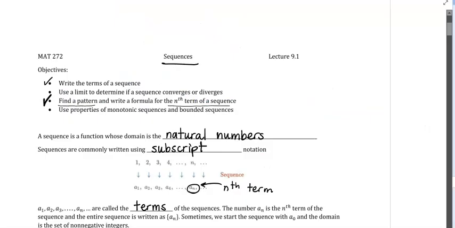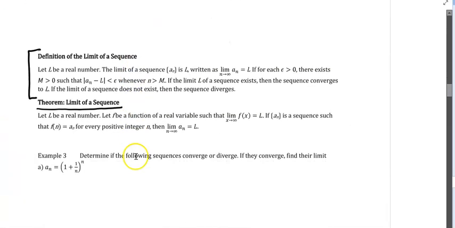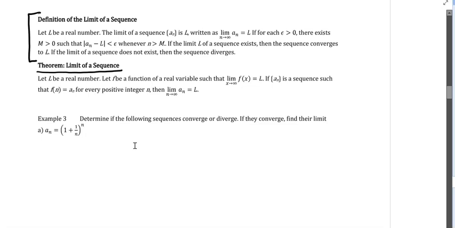We're going to move on to our next objective, where we use a limit to determine whether or not a sequence converges or diverges. So starting with example 3. Above example 3, we have a formal definition of what it means for a sequence to converge to a number. We're not going to focus so much on the formal definition as we are on using this theorem in order to show that a sequence converges or not.